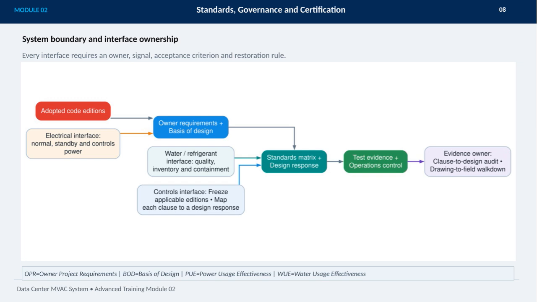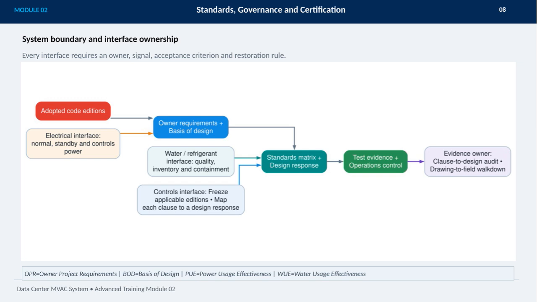Starting with the heat or fluid source interface, the owner is responsible for requirements, basis of design, standards compliance, design response, and test evidence. For the mechanical boundary, key factors include supply and return conditions, pressure class, as well as drain, fill, and vent points.